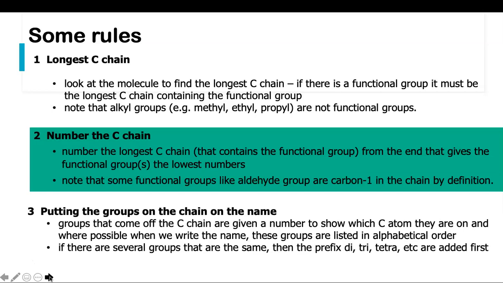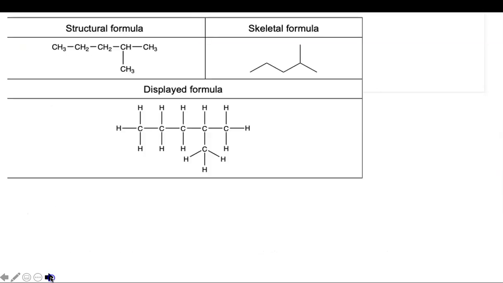We need to put the groups on the chain in the name, meaning the groups that come off the carbon chain are given a number to show the carbon atom they're on, and then when we write the name, we need to list these in alphabetical order. Anyway, you can pause the video here and read the 3 rules. What I'm more interested in is looking at some examples and how we're going to name organic compounds. Okay, let's start with the first one.